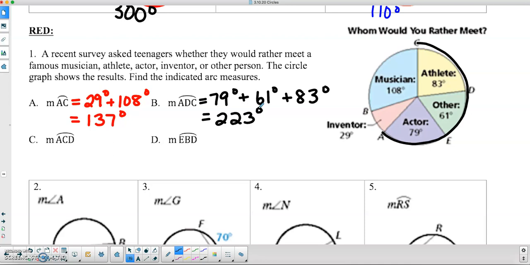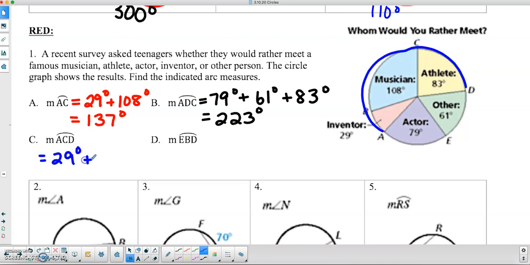Now for the measure of arc ACD, so that's actually going in the other direction. So in this case, arc from A to C to D. So that's going to include 29 degrees for our inventor, plus 108 degrees for our musician, plus 83 degrees for those of us who would like to meet an athlete, and altogether, that's 220 degrees.